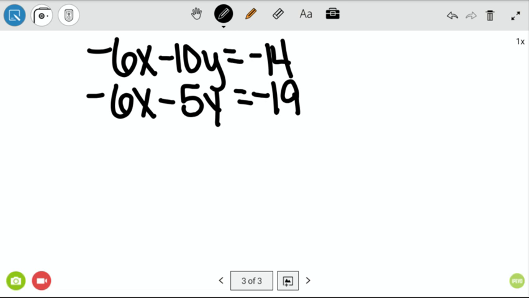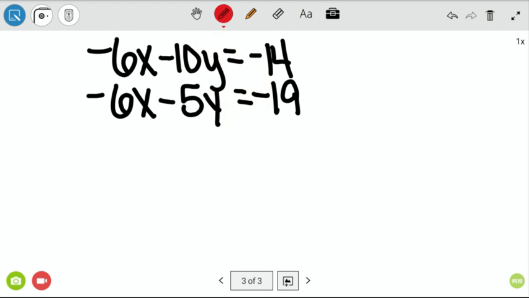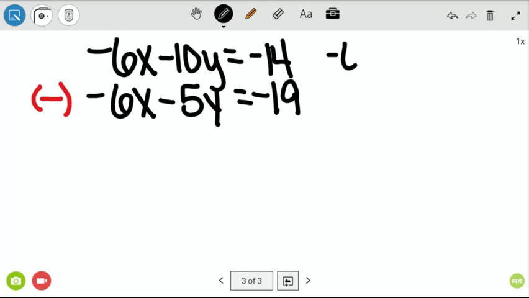They are both negative 6x. In order for it to be a 0, we need to subtract these. So if you subtract each one of these, if you subtract a negative, it essentially turns it into a positive. So whenever I solve this, I'm not changing the top equation at all.